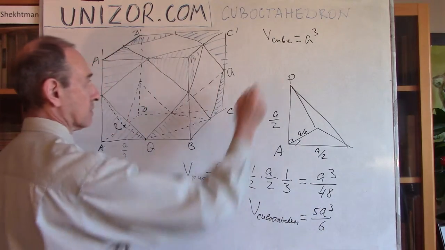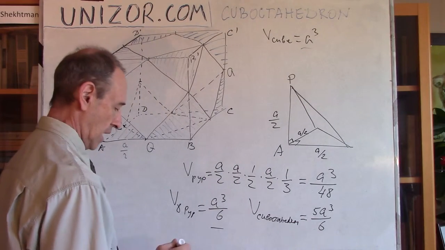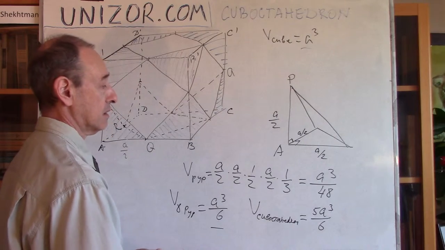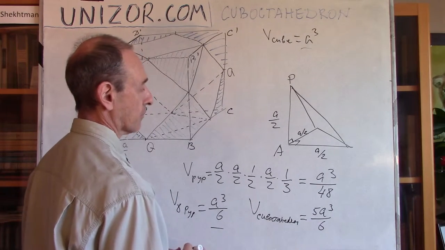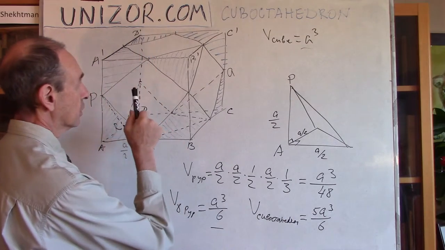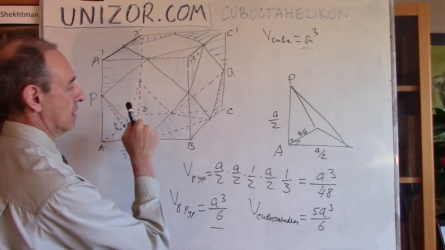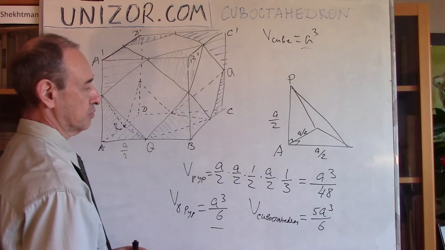Because we have to subtract from a cube, we have to subtract a cube over 6, and that's what remains. So this is basically the answer. So the ratio is 5/6. You can say that the cuboctahedron takes 5/6 of the volume of the cube.